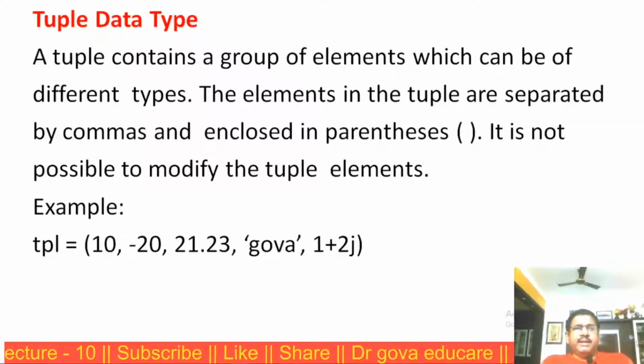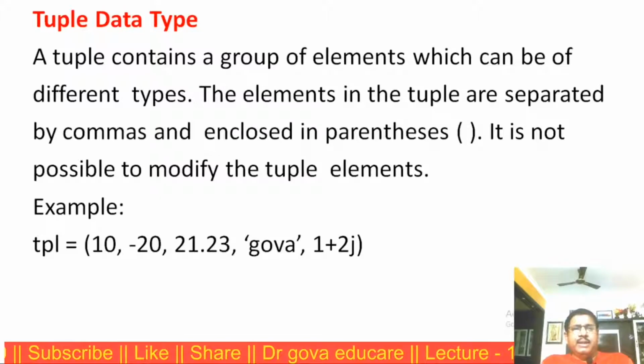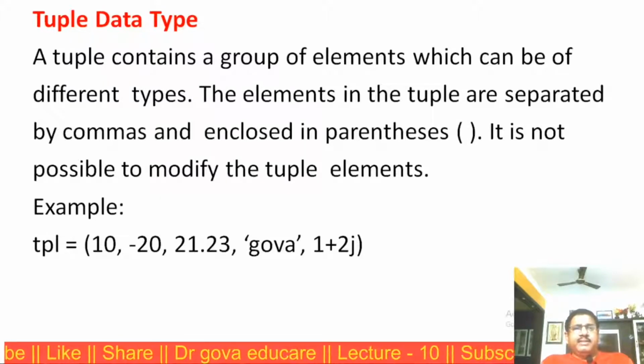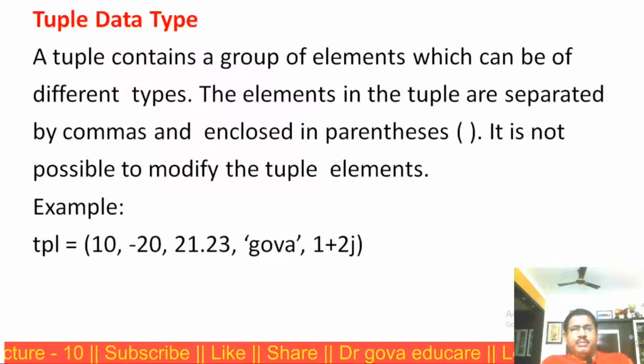Now the next data type, the tuple data type. The tuple data type is similar to the list data type. There is only one difference. List is mutable, tuple is immutable.